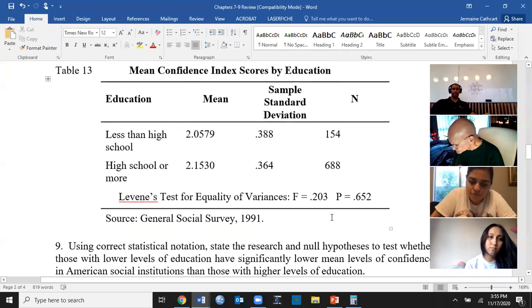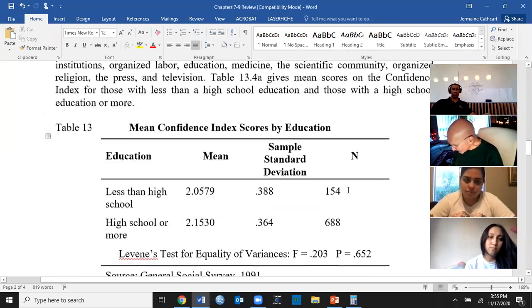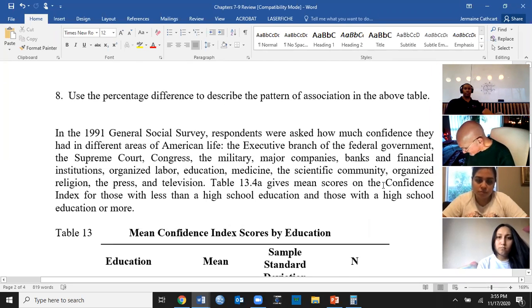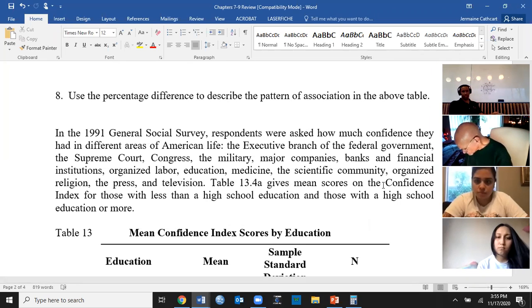So let's go ahead and take a look at this one, which is asking us to do the t-test. So saying that in 1991, the General Social Survey, so this data is pretty old, respondents were asked how much confidence they had in different areas of American life. Executive branch of federal government, Supreme Court, Congress, military, major companies, banks, organized labor, education, medicine, and so on and so forth. Now this table below gives us the mean scores on the confidence index for those with less than a high school education and then those with a high school education or more.